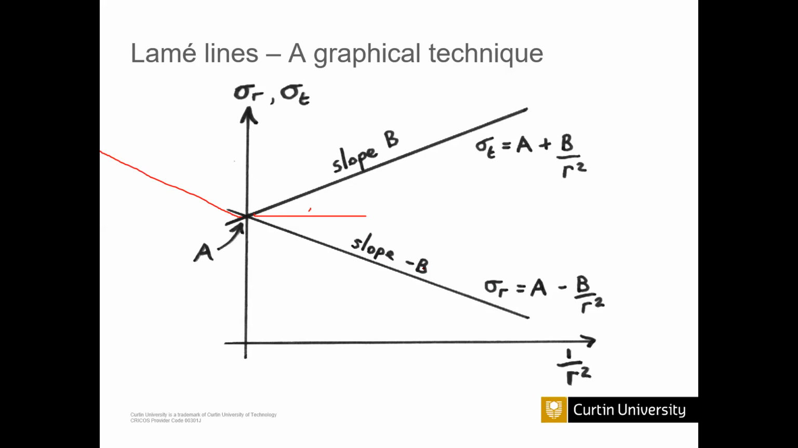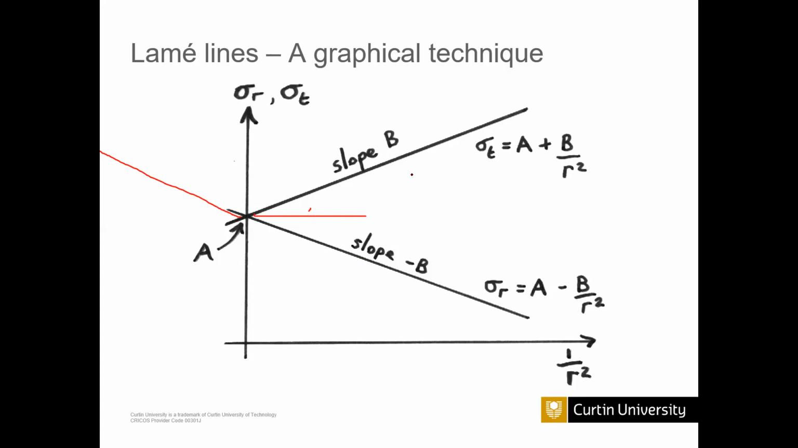I don't think it is available in the lecture slides, but you can see the lecture notes. It is the same thing, but if you are using Lame's line, the minus side of 1 upon r squared will provide the sigma t values, but you need to consider sigma t. If you go to the positive 1 upon r squared side, it will give the sigma r. That is the main technique here.